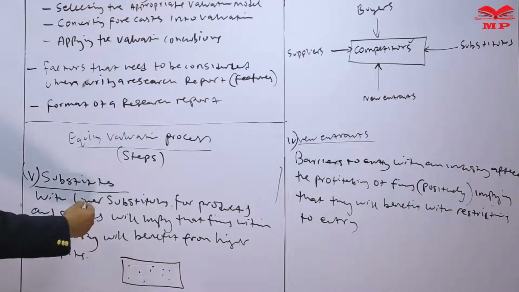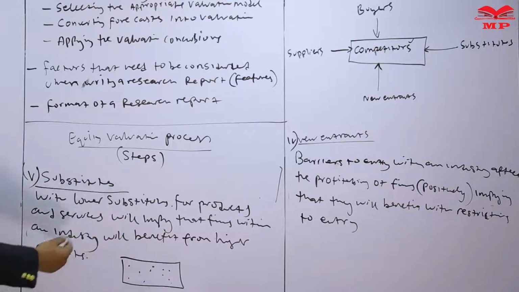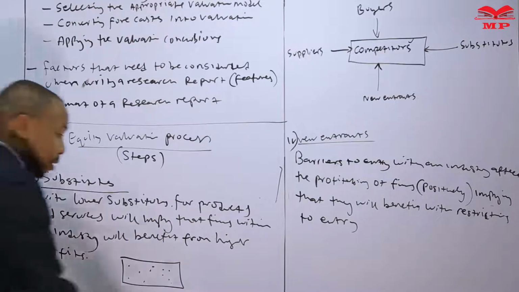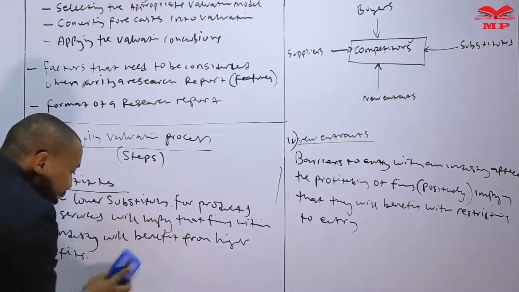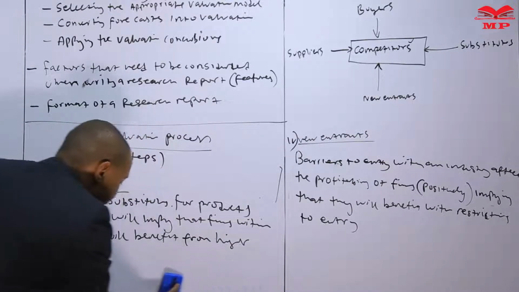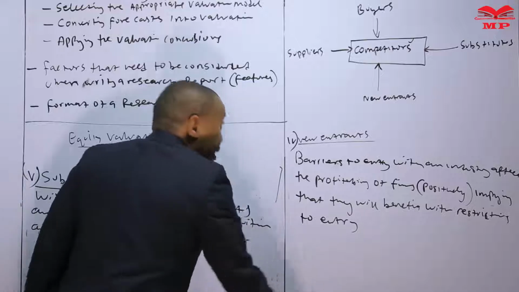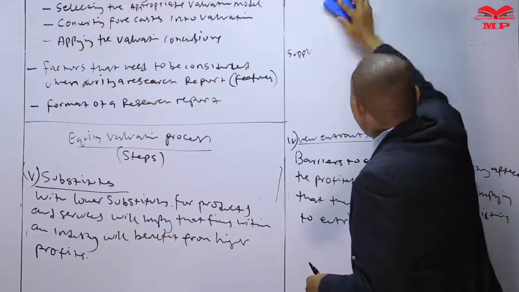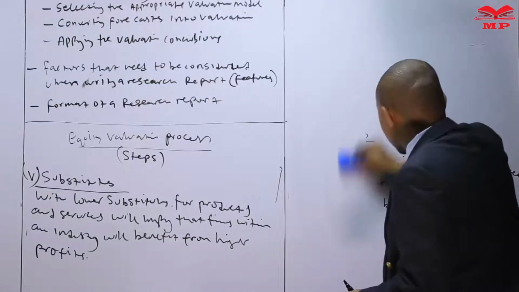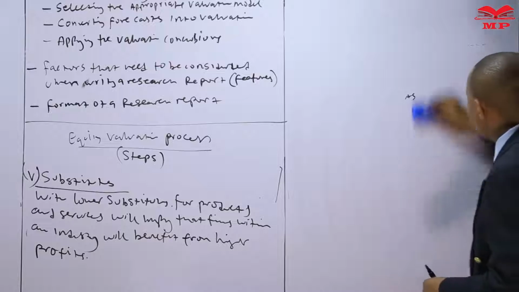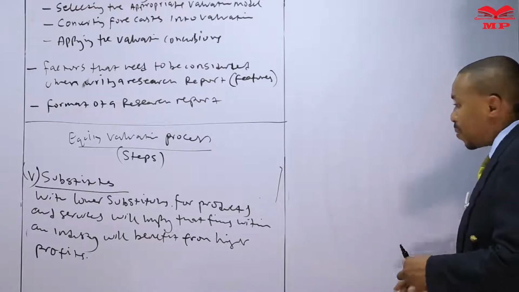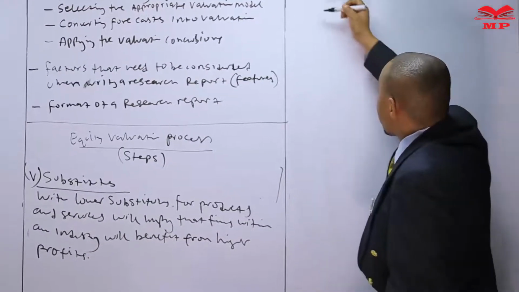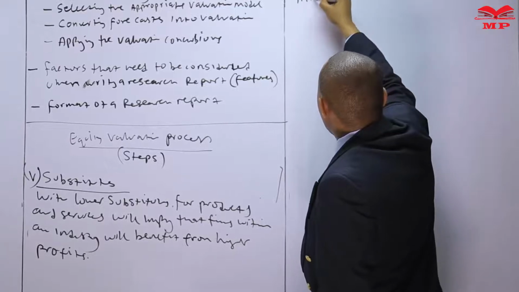Fewer substitutes for products and services will imply that firms within the industry will benefit from higher profits. Now we have conducted an industry analysis. We now need to look at the company analysis, by looking at the generic strategies that can be considered by firms to try and enhance the profit potential.